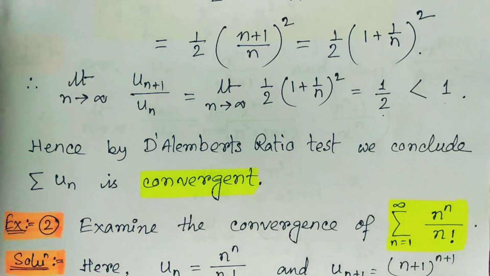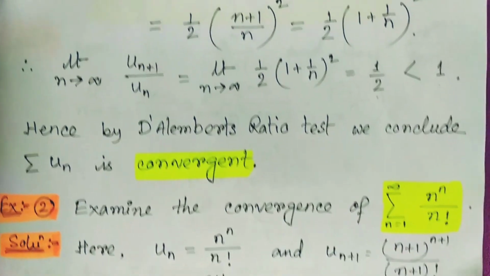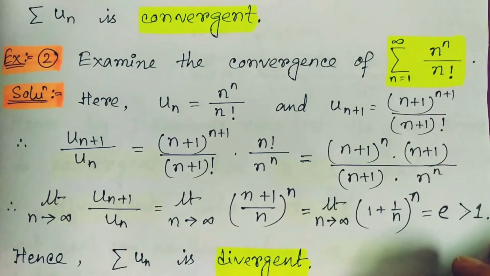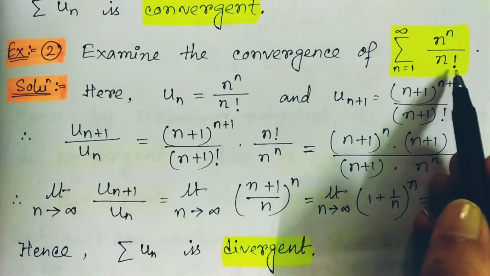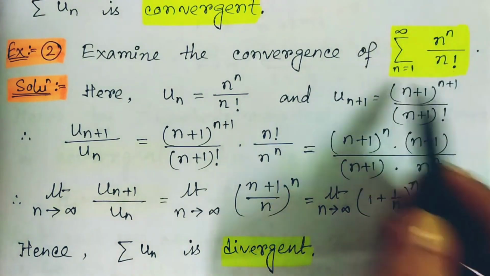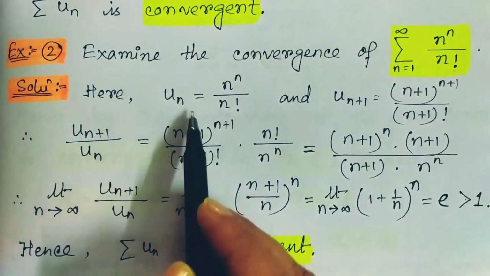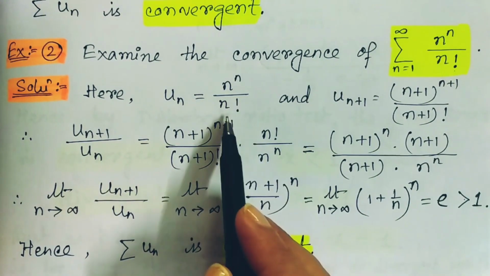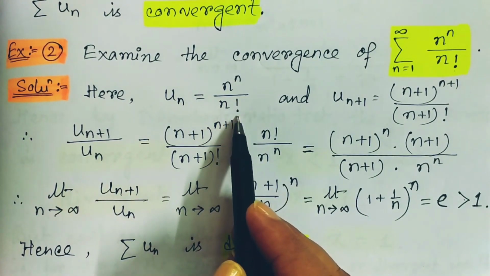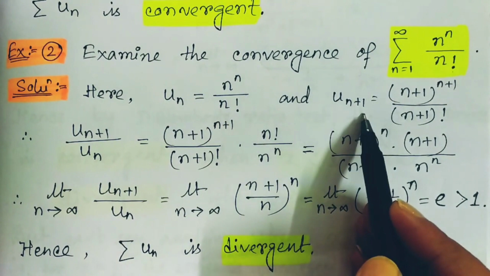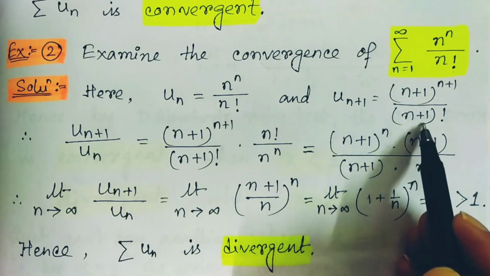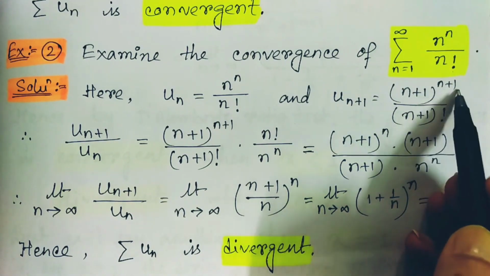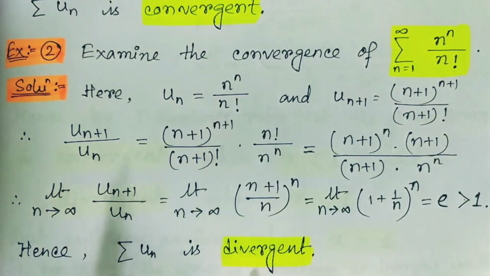So let us do the next one. So the next example is given, suppose this one. So here the question is summation of n cube divided by n factorial, the series is given like this. So definitely its nth term is n to the power n divided by n factorial. Usually we should find un plus 1 at first, and that is n plus 1 to the power n plus 1 divided by n plus 1 factorial. We just replace n by n plus 1.